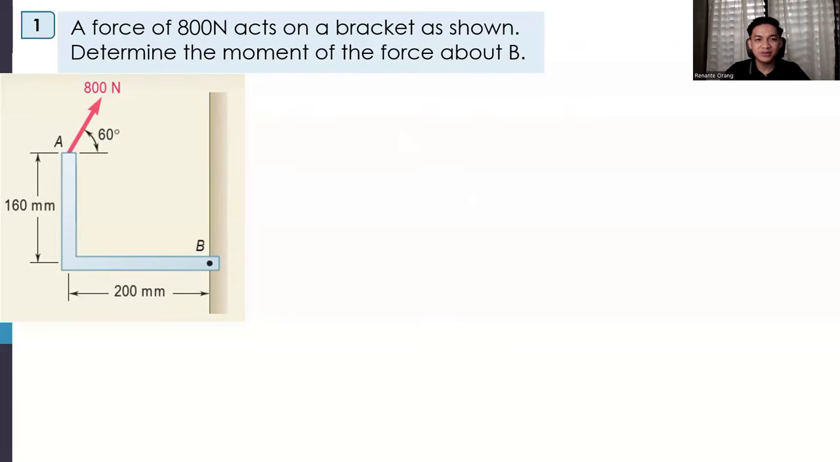So, class, let us proceed with our first problem and let us apply our formulas kanina.